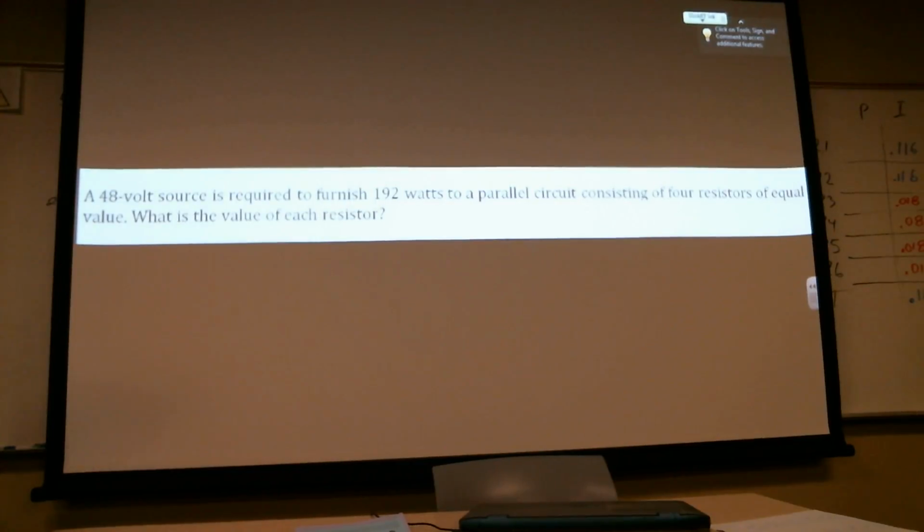Okay, so there are 4 resistors. So R1, what is it? What is the value of each resistor, meaning the resistance of each resistor, or what value is it looking for?